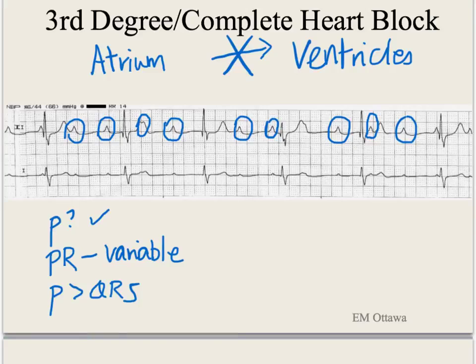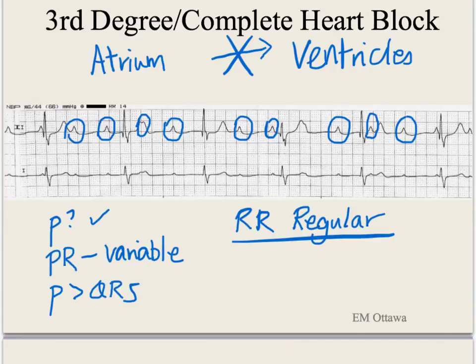What about the RR interval? The RR interval in complete heart block is regular. This is because the ventricles have found their own pacemaker and are adhering to that rate by themselves. What about the QRS complex? Again, it depends on where the block is. If the block is closer to the His bundle, the QRS complex will be narrow. If it's distal to the His bundle, the QRS complex will be wide.